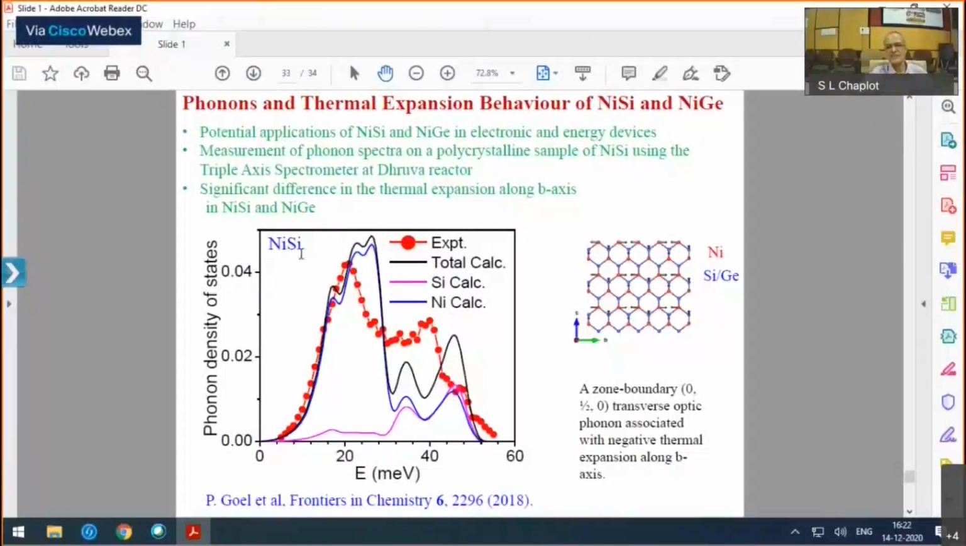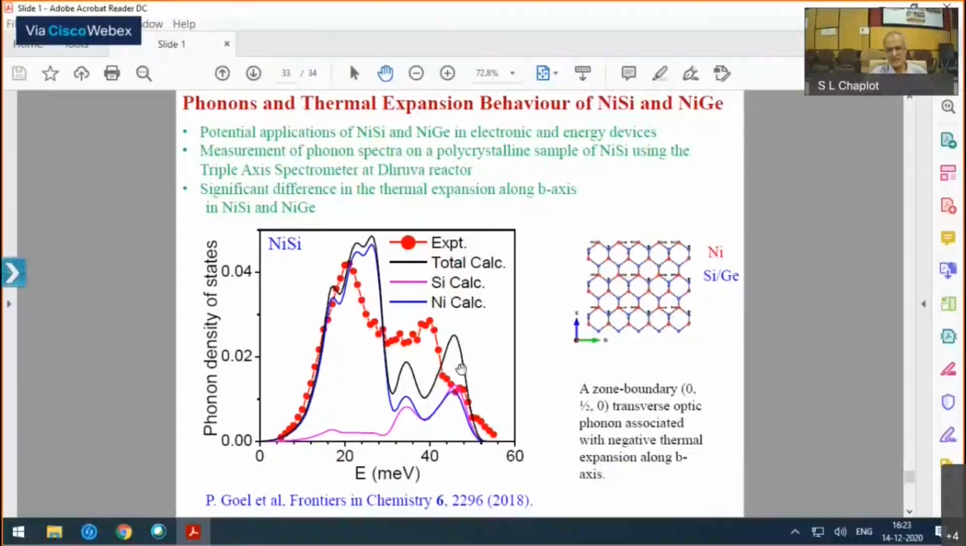Okay, sorry, just one more example. This is an example of data taken at the Dhruva reactor of the phonon density of states in a sample of nickel silicon. It's not a very complex structure. So that's the measurement, and here there's a calculation also which shows the contributions. The nickel contribution is given by the blue term. As you can see here, nickel has a large contribution and silicon has a smaller contribution. What you measure is actually the sum total of the two. That is the theoretical calculation based on density functional theory.